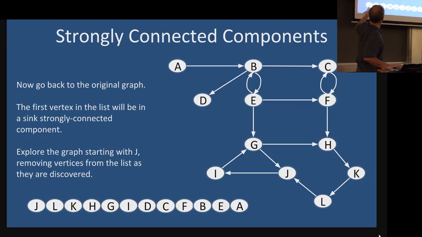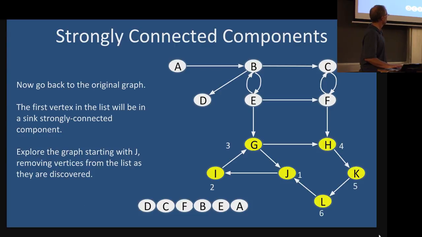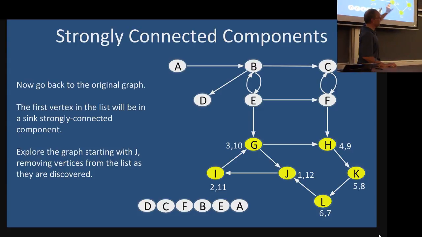So it says start with J. So we start with J, take it off our list. And each time we visit something, we remove it from this list. So we see that one, that one, that one, that one, that one. And we're all done. We have identified a sink. Now, we don't have to physically remove it from the graph.